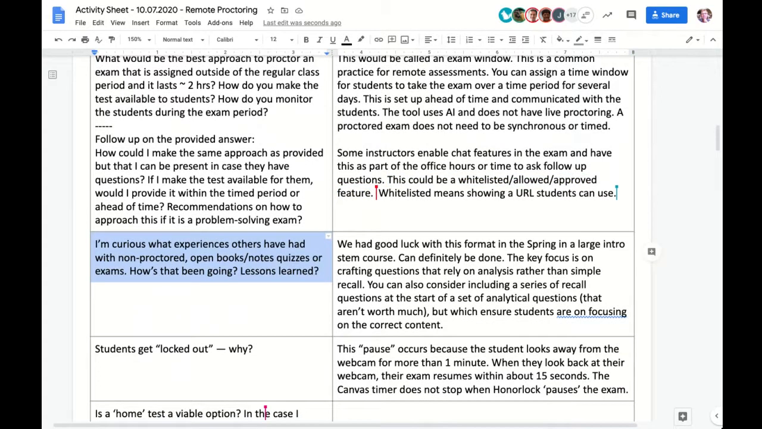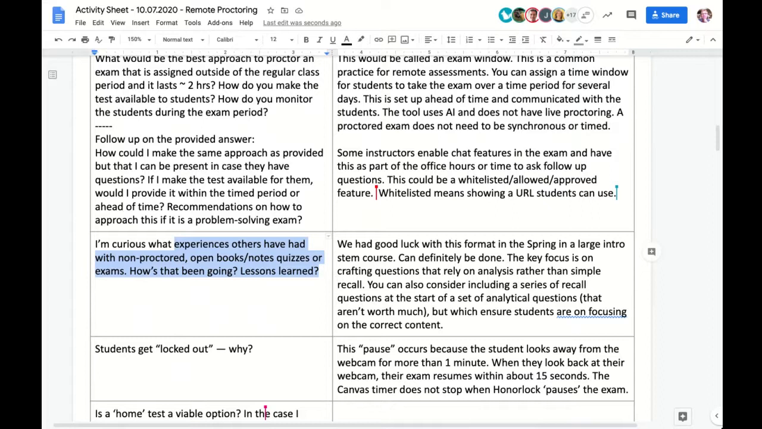All right, this question is open to everybody. If you have experience with this, we encourage you to jump into the right-hand column as well. What experiences have others had with non-proctored open book notes, quizzes, or exams, and how has that been going? Lessons learned. So a lot of those things that we talked about down below on the activity sheet, are people finding that there are things that they absolutely need to have an Honorlock proctored exam for, or have other people?